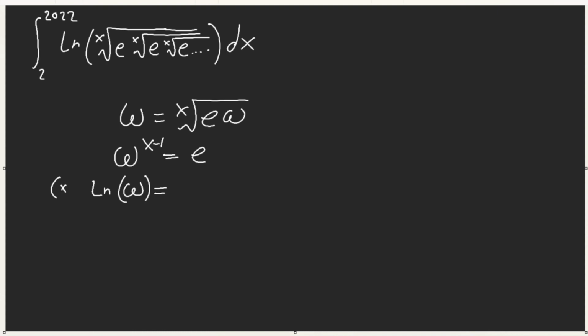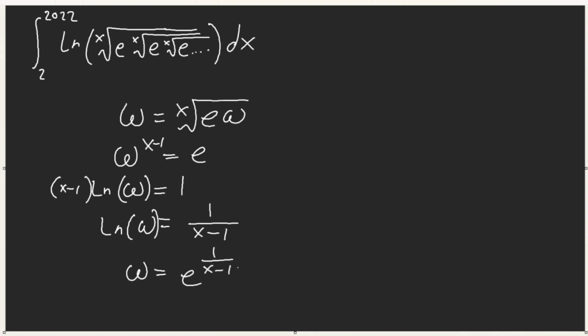You get x minus 1, ln both sides. This is 1 over x minus 1, and then this is e to the 1 over x minus 1. Oh, well, okay. That's one way of doing it.